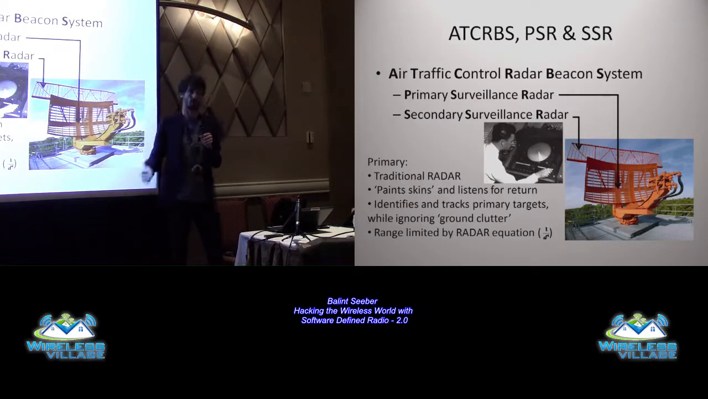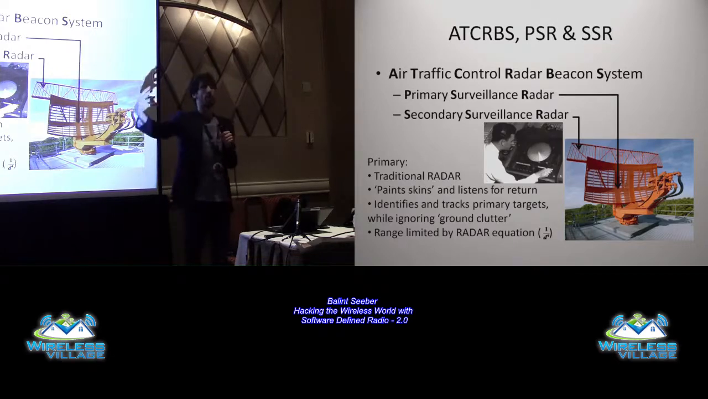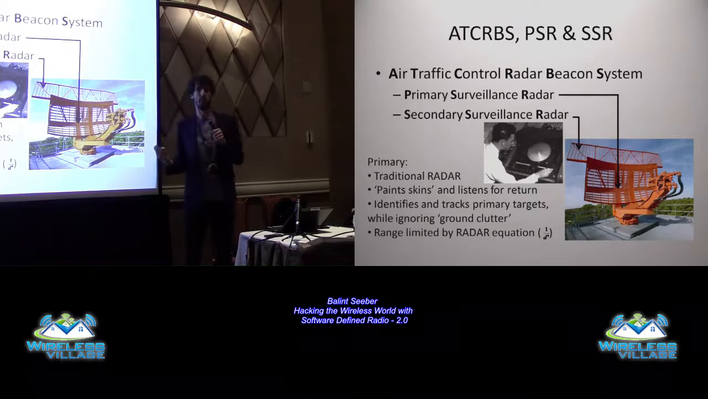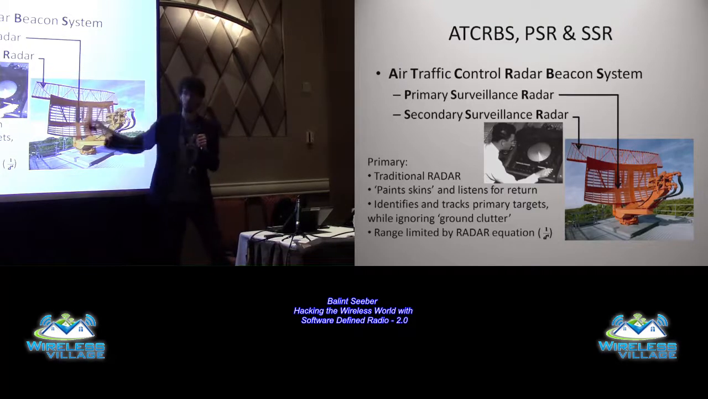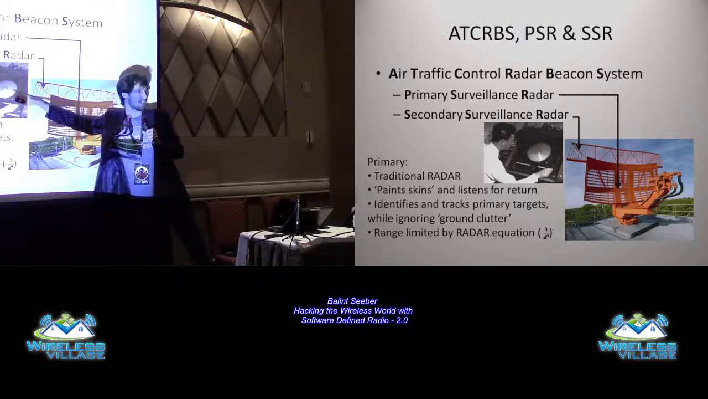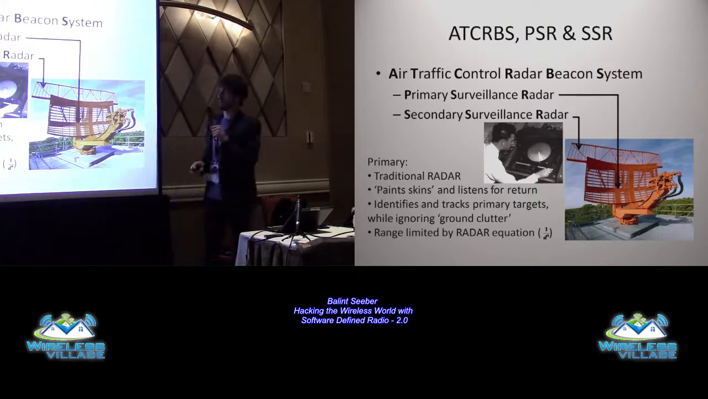The primary system works in a way that it sends out this big radio pulse, and that is then reflected off the metallic skins of aircraft and anything else that happens to be a good reflector for RF. It's collected in this big dish, and then they paint this radar scope that spins around. You've seen it in the movies and photos and so on.